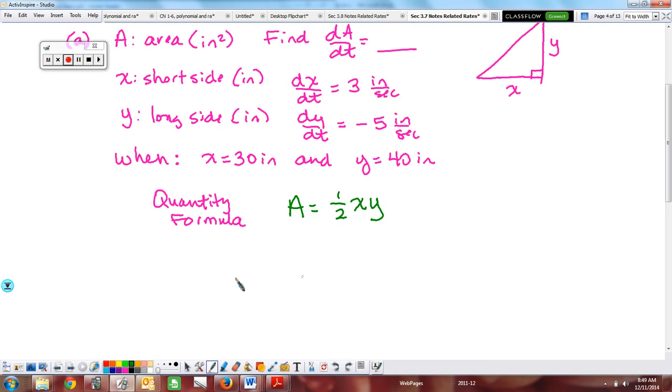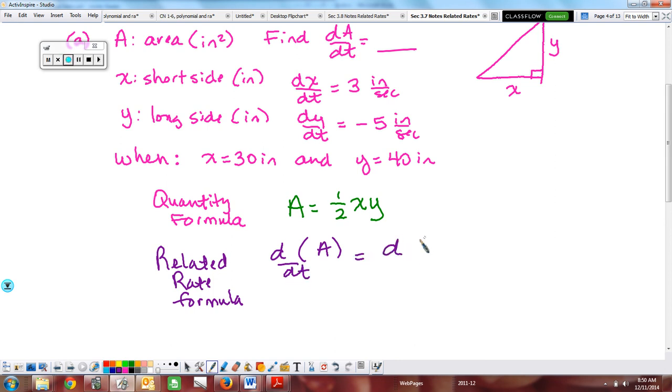I immediately follow that with my related rates formula. And how do I get the related rates formula? If I know the quantities, how do I relate their rates? I take the derivative implicitly. So you show that you're taking the derivative of both sides with respect to time.